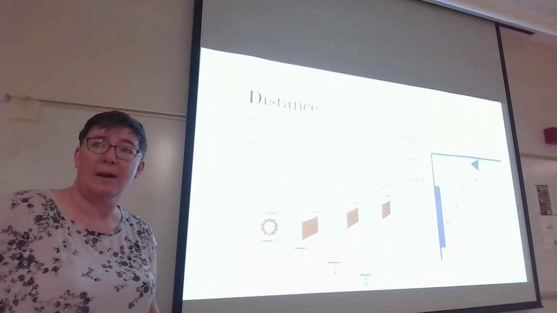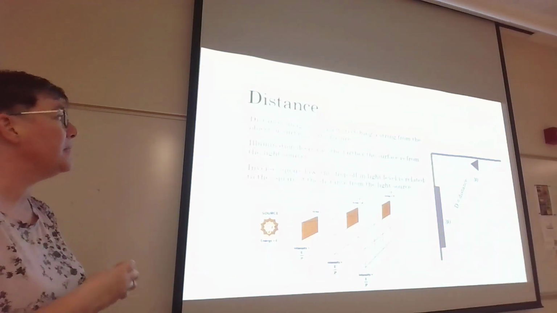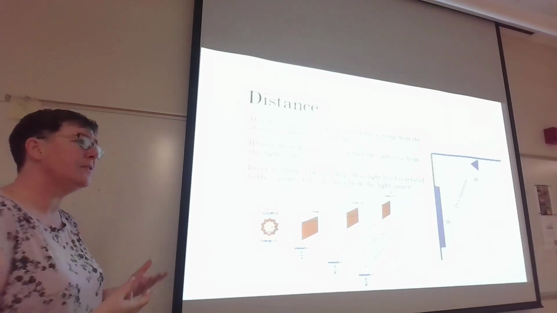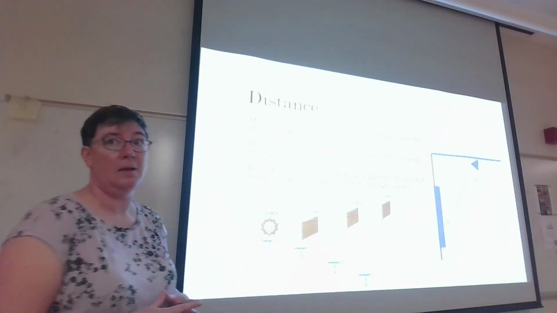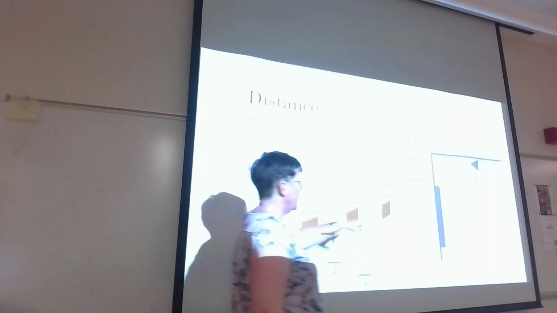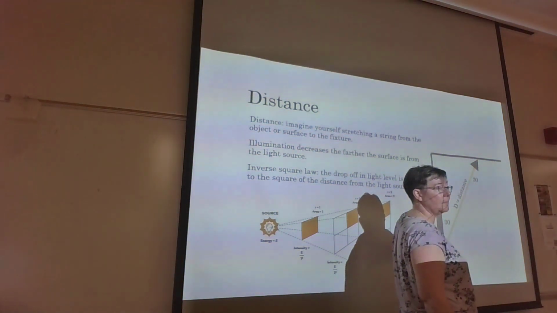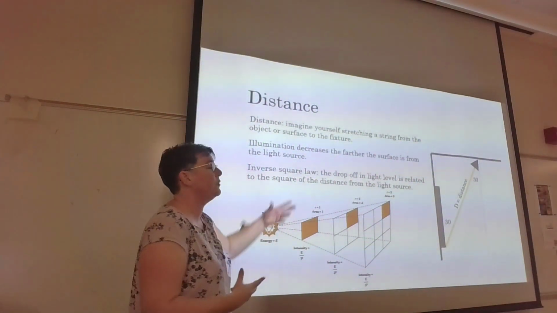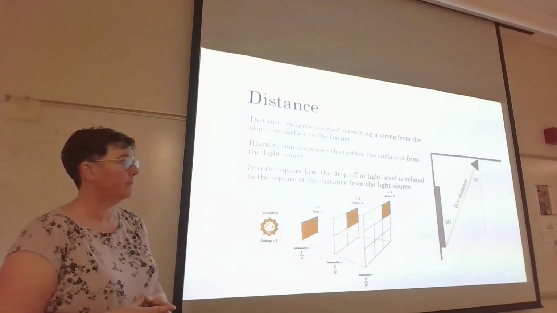Why distance squared? Well, it turns out that illumination is going to decrease the farther a surface is away from the light source. But it doesn't decrease linearly. It decreases using the inverse square law. So when we're measuring the distance, imagine stretching a string from your light to the luminaire. So this would be the distance. But the drop off in light level is actually related to the square of the distance from the light source. It's not linear. It is related to the square.